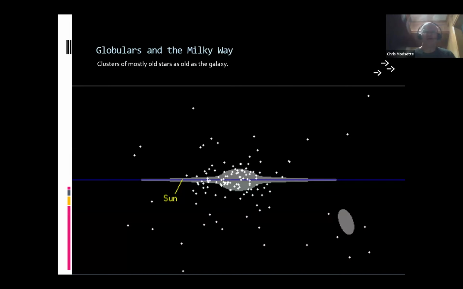I mentioned earlier that these clusters will reside up in the halo of the Milky Way.